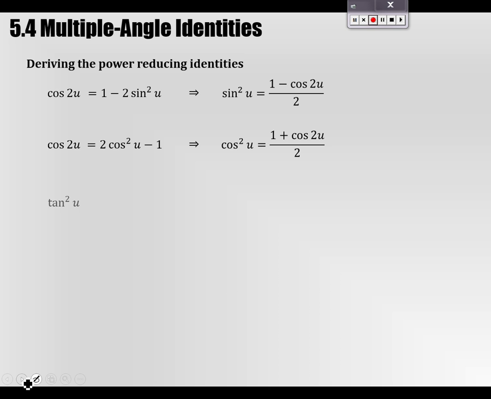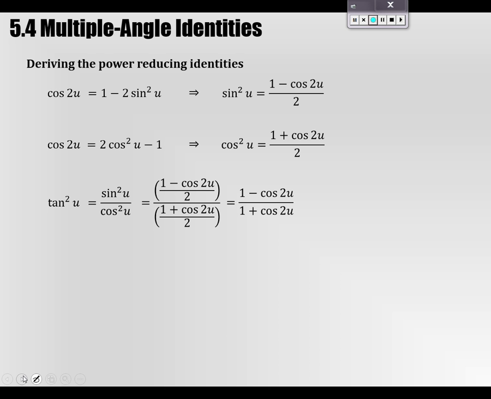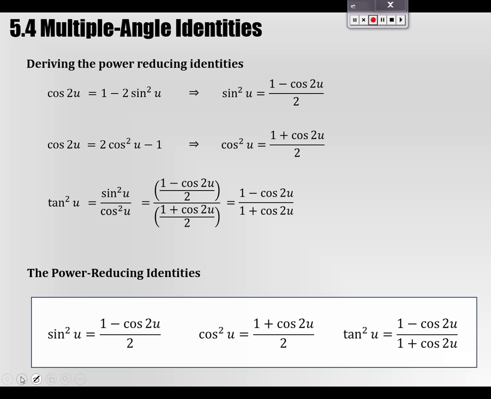And for tan squared, we'll derive the power reducing identity in a slightly different way. We'll just use the two results we just got and divide: sine squared over cosine squared. All the 2's go away, and in the end we just get this. Wonderful. Let's put them in a box.